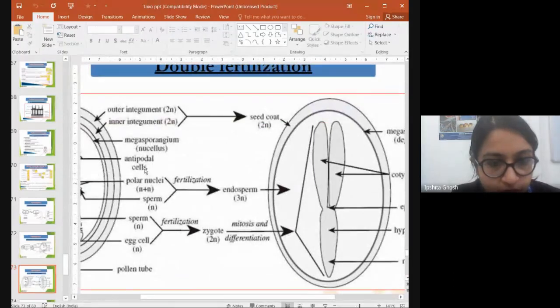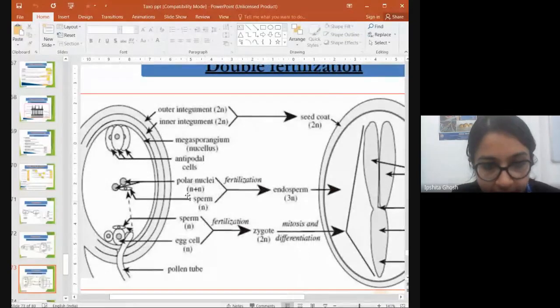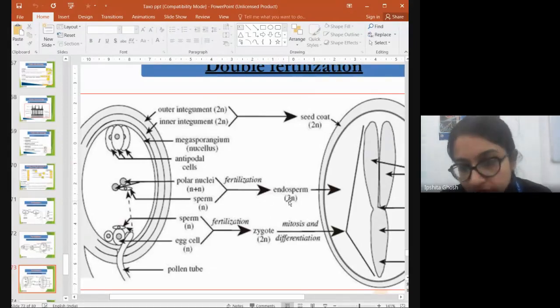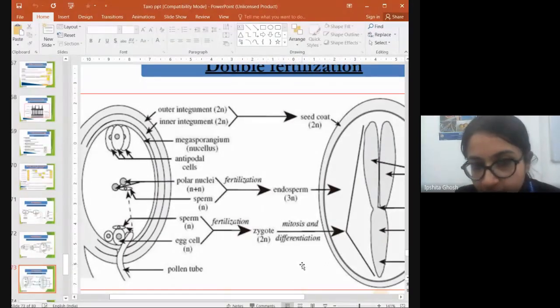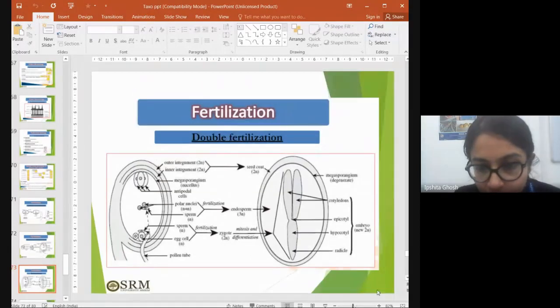Okay, so see, the polar nuclei is fusing with one of the male gametes, right? So this is forming the triploid, the 3N endosperm. So this is one fusion, and the other one is where the sperm and the egg cell are fertilizing and forming the zygote, right? So it is forming 2N, right? So you all know this part, so that is fine.